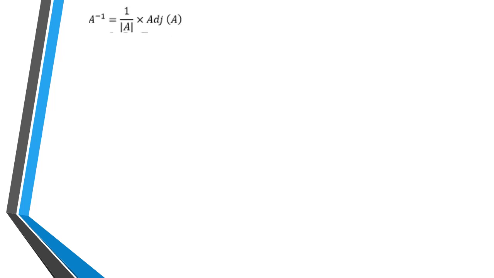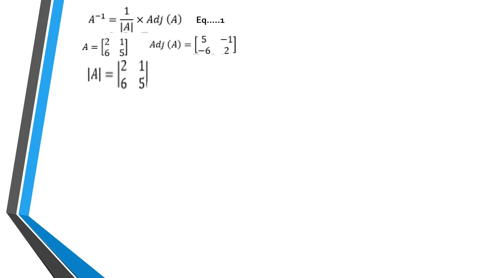First of all, you have to find the A inverse. A inverse is equal to 1 by A determinant multiply adjoint of A. Now find adjoint of A. For finding adjoint of A, you change the position of 2 and 5 on the diagonal and change the sign of 1 and 6 on the diagonal. Now you can find the A determinant. For A determinant, you cross multiply the elements and there is a minus sign between them.